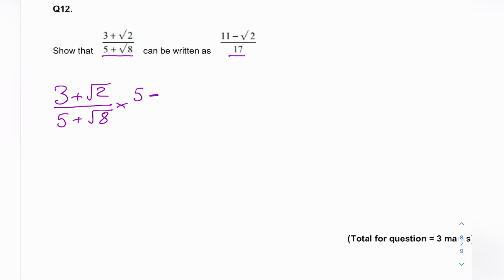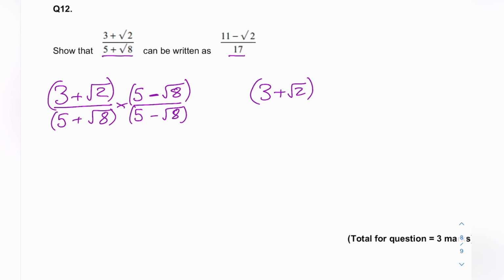So because this was positive root 8, we change it to negative root 8, and you'll see why we've done that in a second. What I then do is I put brackets around my terms, because that reminds me that this is a double bracket expansion. So if we look at the numerator to begin with, we've got 3 plus root 2 multiplied by 5 subtract root 8, and we're going to multiply out.